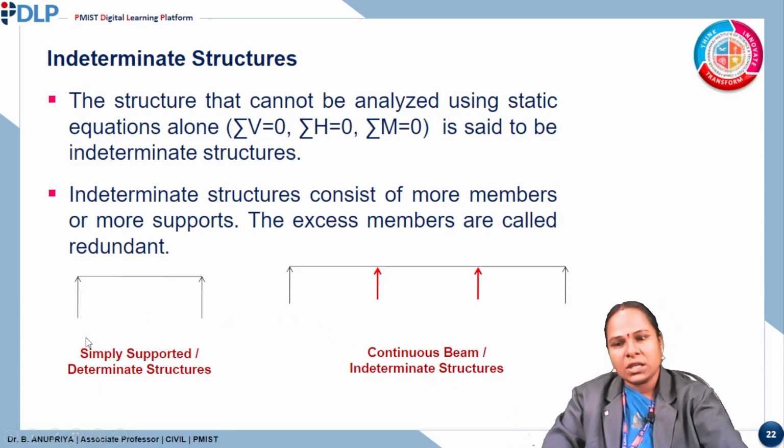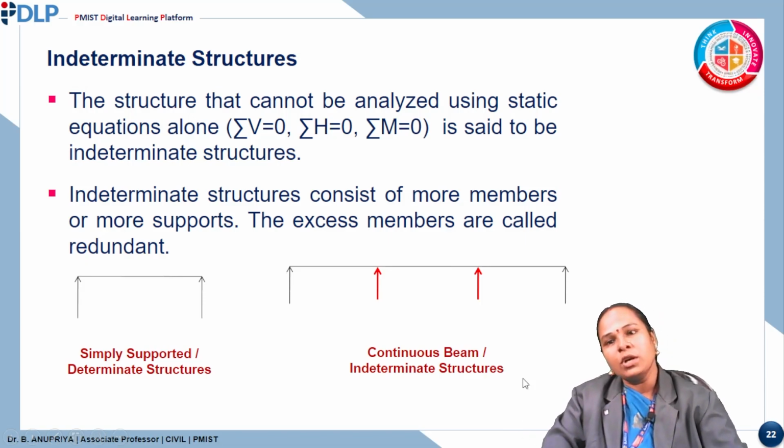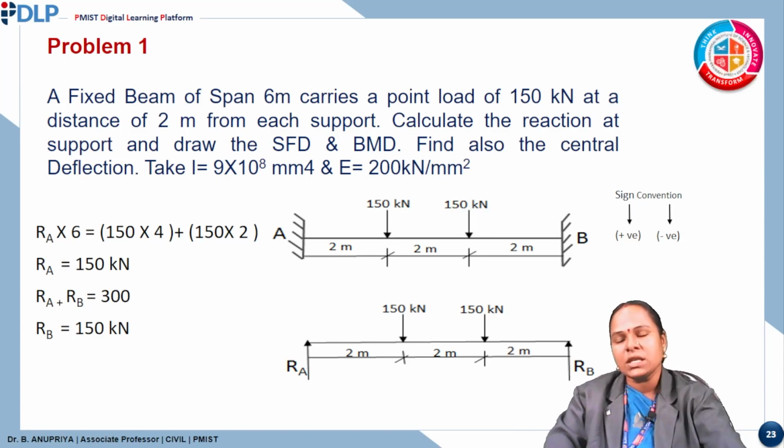For a determinate structure, this simply supported beam we can take as an example. And for an indeterminate structure, to resist the deformation or to make the structure stable, we are introducing additional props so that the structure is stable. This type of structure is called an indeterminate structure. An example is the continuous beam. So in this module, we are going to see only indeterminate structures. Examples of indeterminate structures are the continuous beam and the fixed beam.